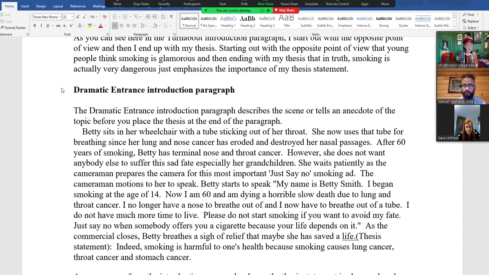The cameraman motions her to speak. Betty starts to speak. "My name is Betty Smith. I began smoking at the age of 14. Now I am dying a horrible slow death due to lung cancer. I no longer have a nose to breathe out of, and now my voice has been destroyed. I do not have much more time to live. So please do not start smoking if you want to avoid my fate. Just say no when somebody offers a cigarette to you."